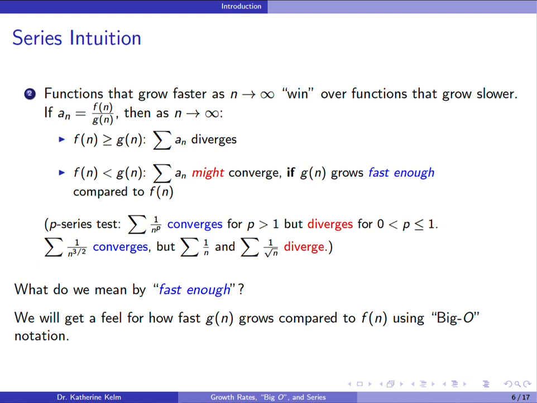Now, if f of n is less than g of n, as n gets big, then the series might converge if g of n grows fast enough compared to f of n. If you've studied the p-series test, that gives you an example of why we cannot just rely on f of n being less than g of n to determine that the series converges. It turns out that the series 1 over n to the p converges when p is bigger than 1, but diverges when p is less than or equal to 1.